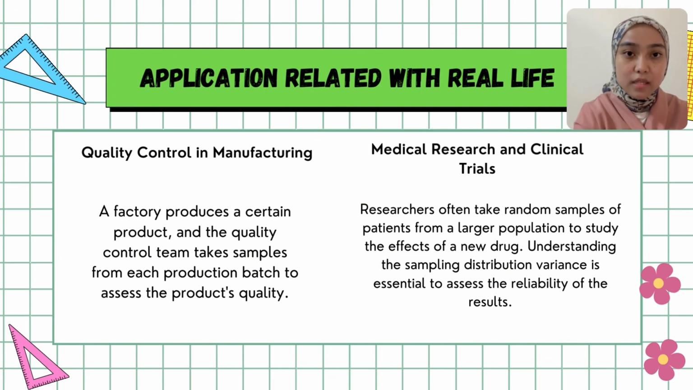Next, in medicine, in a clinical trial, researchers often take random samples of patients from a larger population to study the effects of a new drug. Understanding the sampling distribution variance is essential to assess the reliability of the results. A higher variance may indicate the observed effect could be due to random chance rather than the effectiveness of the drug.